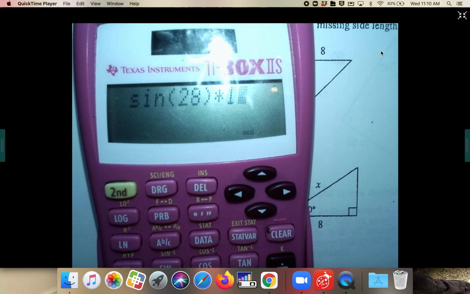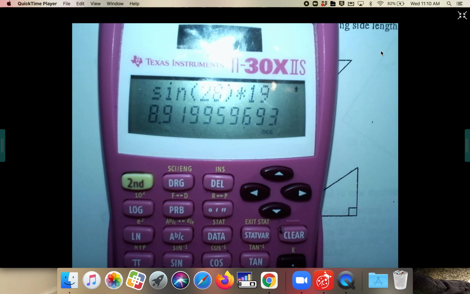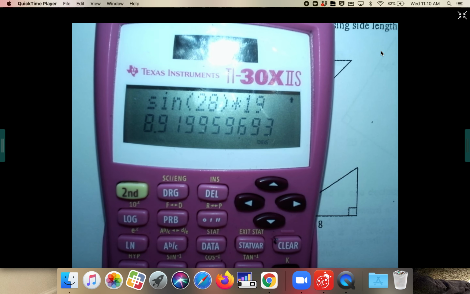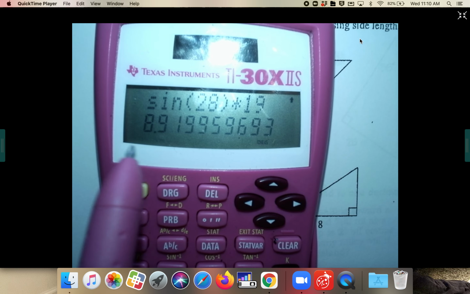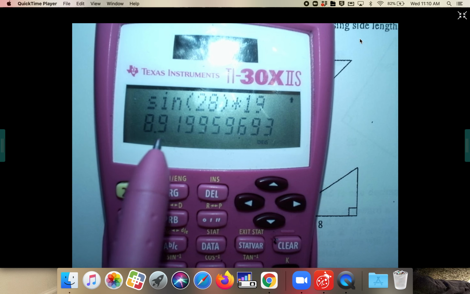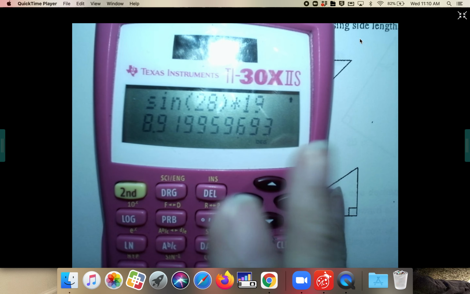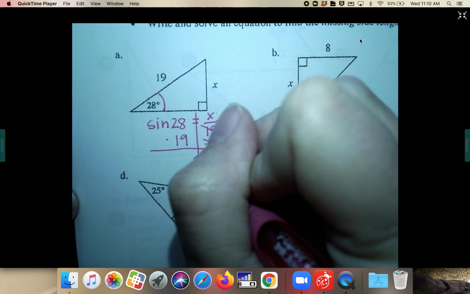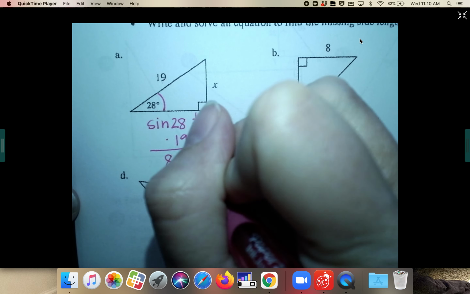So times 19 equals, since these are ratios, they're all going to be really crazy decimal lengths, and I'm going to have you for today just round to the nearest tenth. So we'll call it about 8.9. So x is going to be about 8.9.